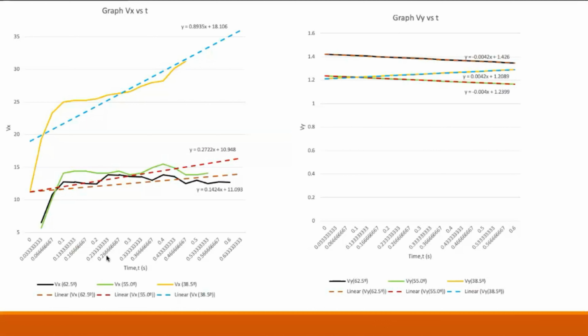And last but not least, for Vy over t, as you can see on the graph, it is just a little bit similar, but the truth is it's a bit different because every equation has its own value. This is different, so we must calculate before we can get the Vy.